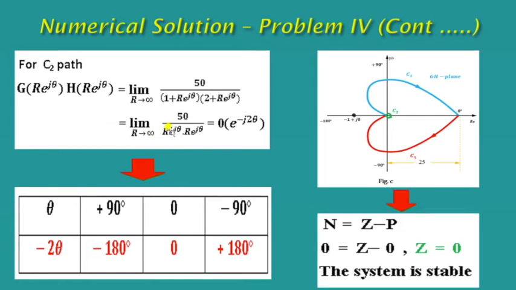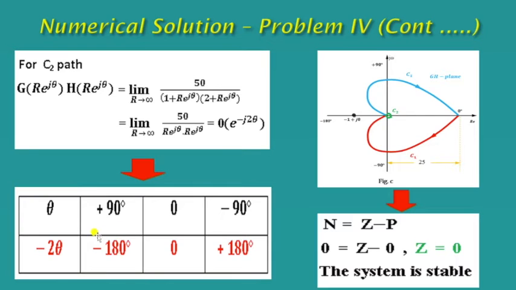Then if we put R tends to infinity, this magnitude is 0. And this is e to the power minus j theta into theta, that means 2 theta. Then write down, we know that this is the general theta for the C2 path, plus 90 to 0 to minus 90. And from this equation, this is minus 2 theta. Then when theta equals plus 90, this is minus 180. And when theta is 0, that means 0. And when theta is minus 90, minus minus is plus, so this is plus 180.